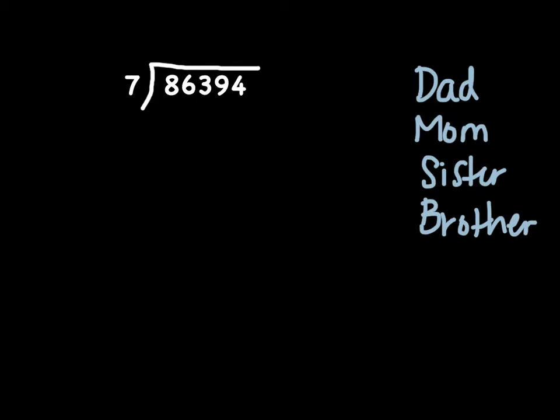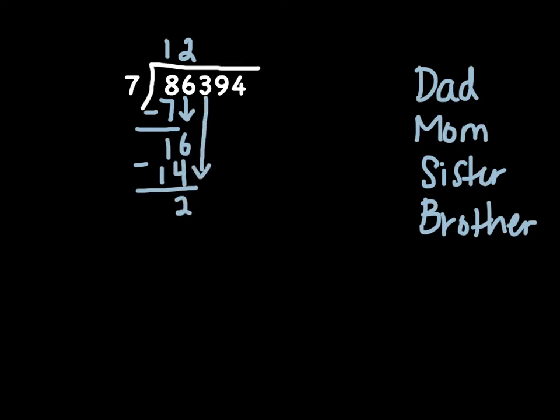So we're going to go ahead and start and divide. 7 goes into 8 one time. 1 times 7 is 7. After we subtract, we get the number 1, and then we bring down the 6. Okay, back to the beginning. 7 goes into 16 2 times. 2 times 7 is 14. Once we subtract, we get a 2, and then we bring down the next number.